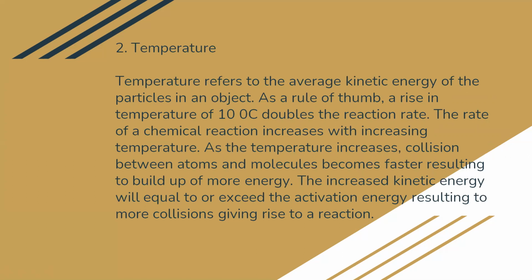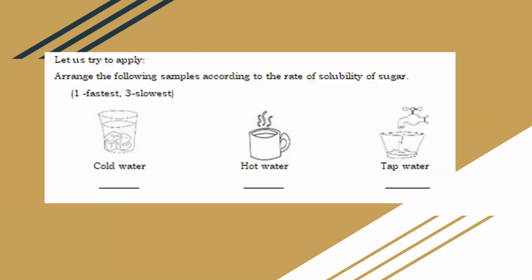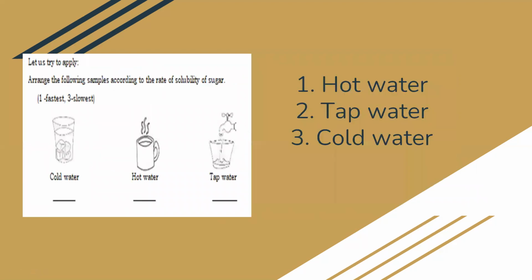Now, for example, we have here: arrange the following samples according to the rate of solubility of sugar. One is the fastest, three is the slowest. So we have cold water, hot water, and tap water. All right, for our answer, the fastest is the hot water, the second is the tap water, and the third one is the cold water.